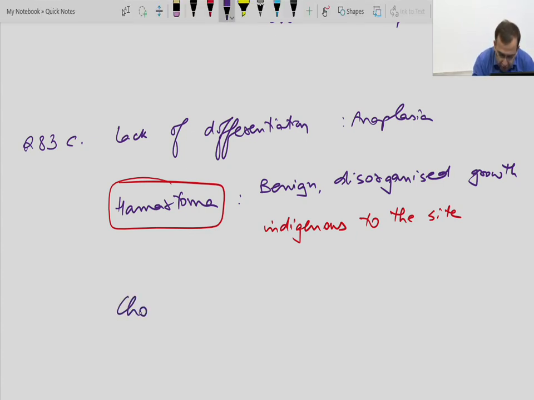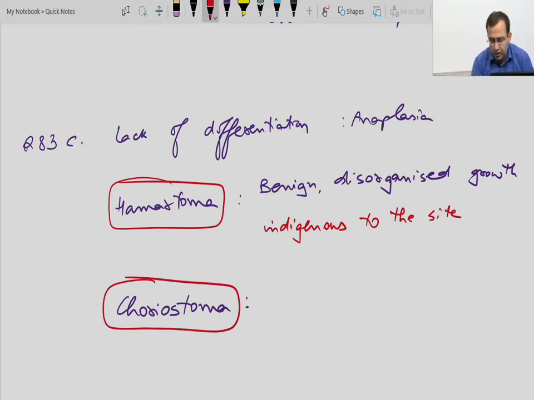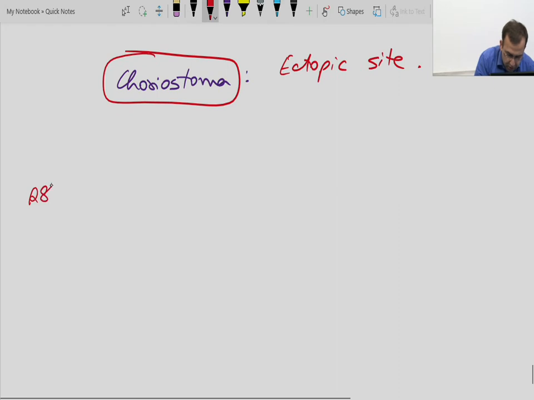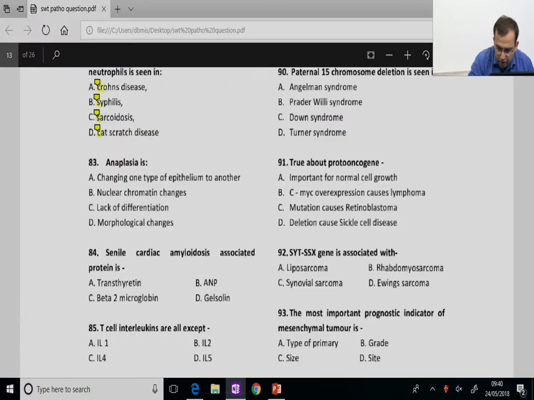Versus choristoma, in which the disorganized growth is present at an ectopic site. It has gone to a different site. That is choristoma. Next, this gets us to the next question, question 84.